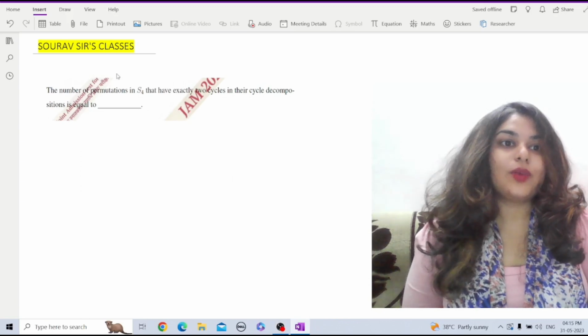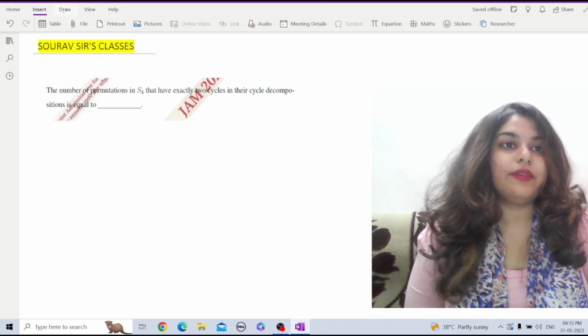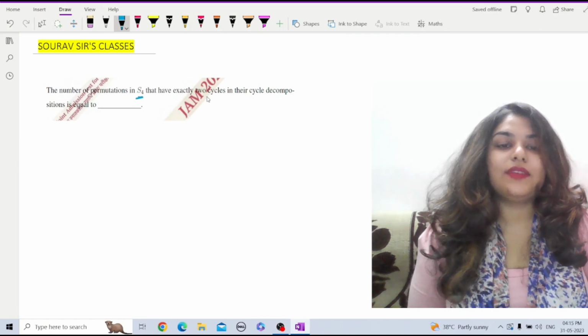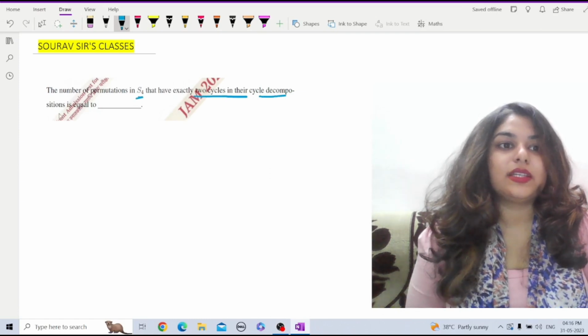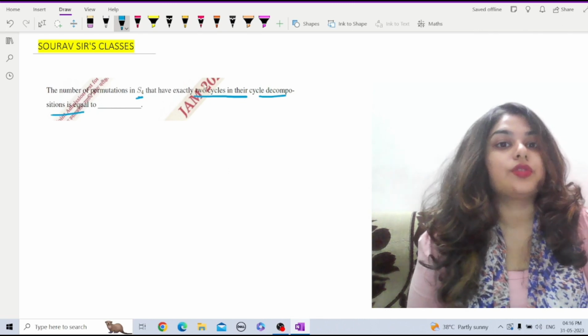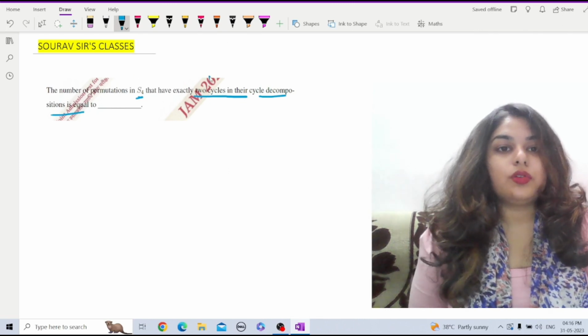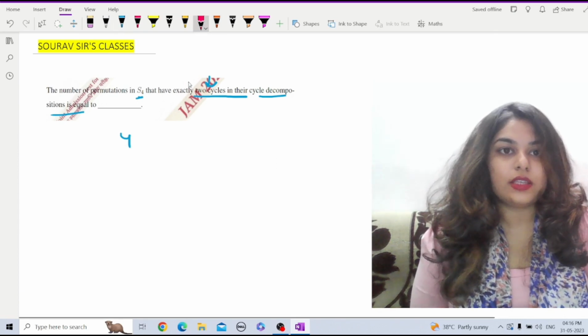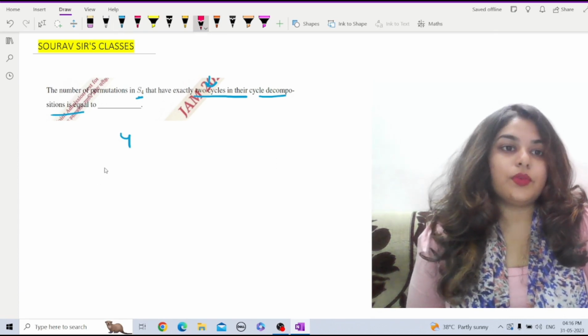Let us solve the next question here. Again, the question given is: the number of permutations in S4 that have exactly 2 cycles in their cycle decomposition is equal to how much? So here we are talking about 2 cycles of S4. So first of all, this is S4. So 4 can be decomposed like 2 and 2, or 2, 1, 1.